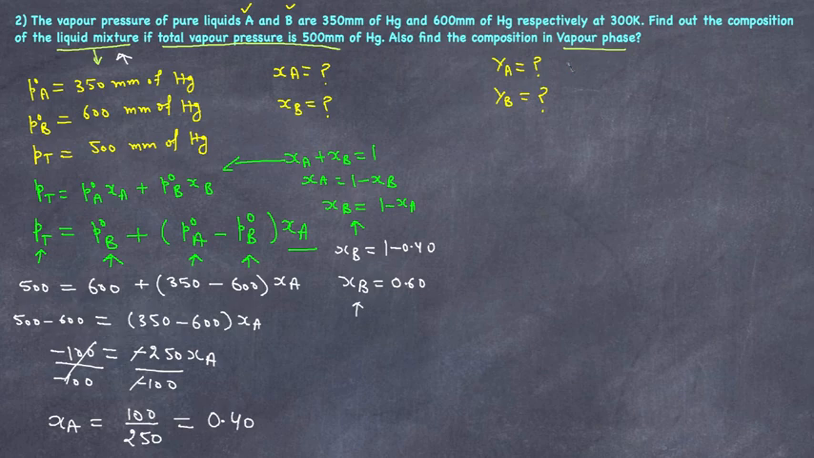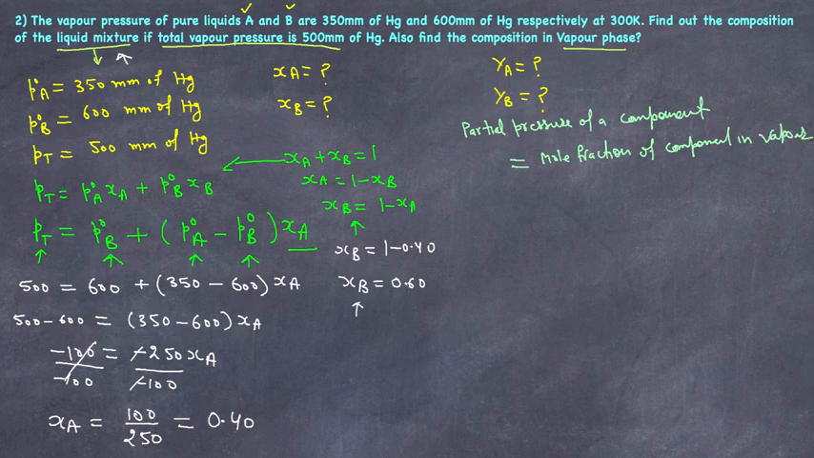So we need to find the formula for that. So formula is the partial pressure of a component is equal to mole fraction of component in vapor phase times total pressure in vapor phase.